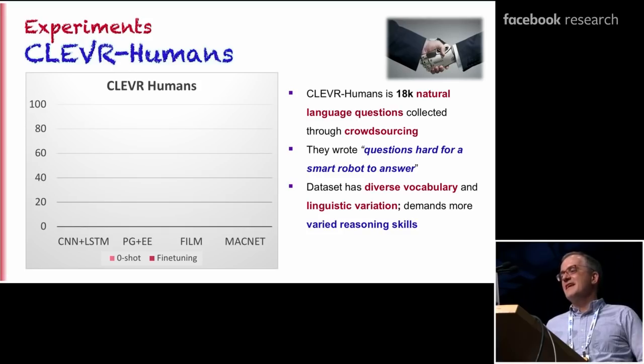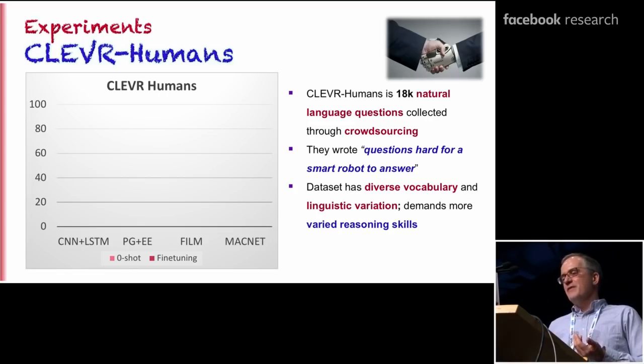So it consists of 18,000, a small number of real human language examples coming from crowdsourcing. The humans were instructed to write questions that would be hard for a smart robot to answer. In particular, they were able to ask any kind of question, which could be semantically quite different to the only 5 types that the systems were trained on.